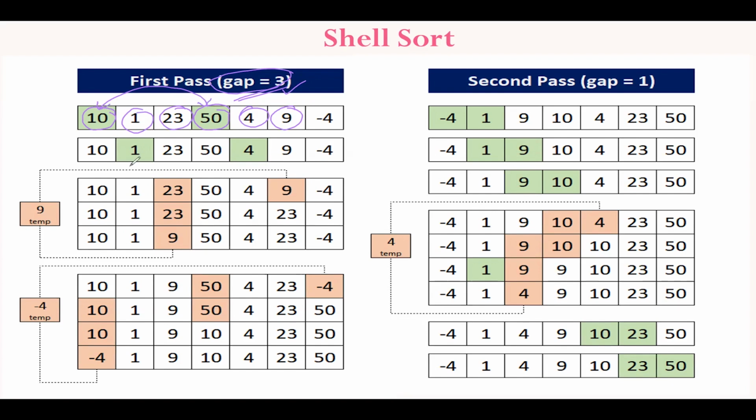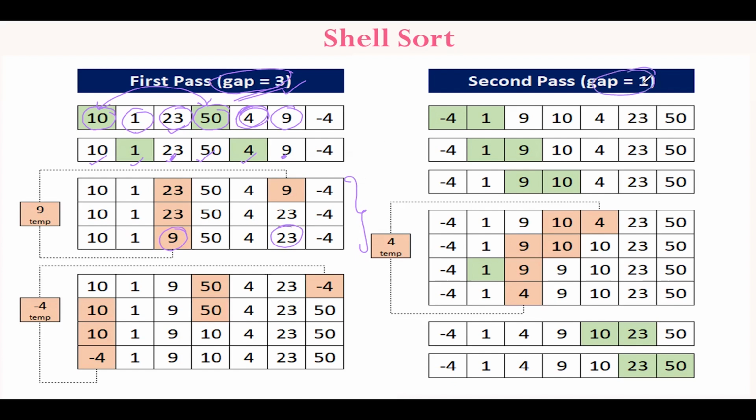When I compared 10 and 50, I know that 50 is greater than 10, so there is no swap. When I compared 1 and 4, I know that 1 is smaller and 4 is greater, hence it is in the correct position, no swap. When I'm comparing 23 and 9, I realize that 9 is smaller, hence as you can see, there is a swap here. Once I complete with the 3, next I'm going to reduce the gap and I will start with 1.